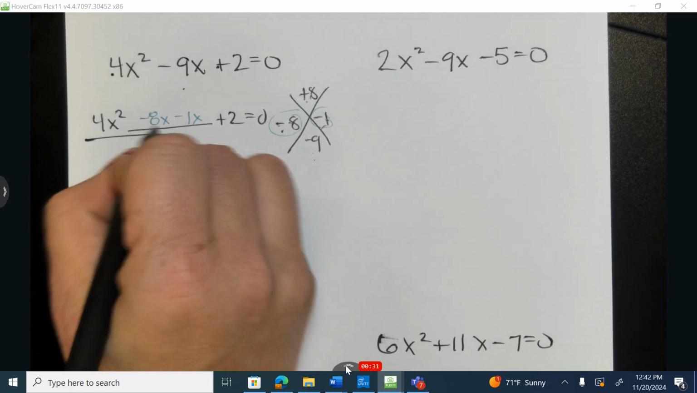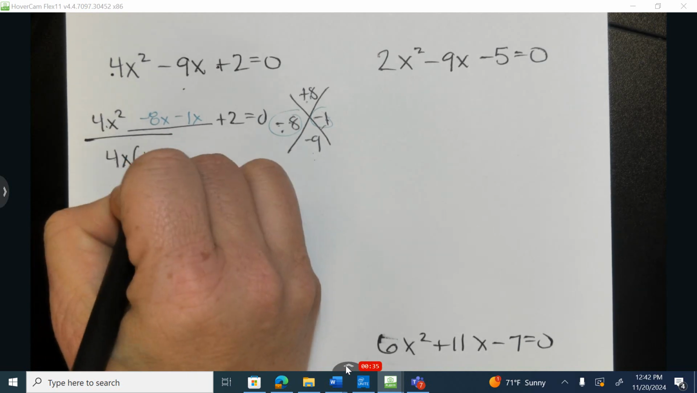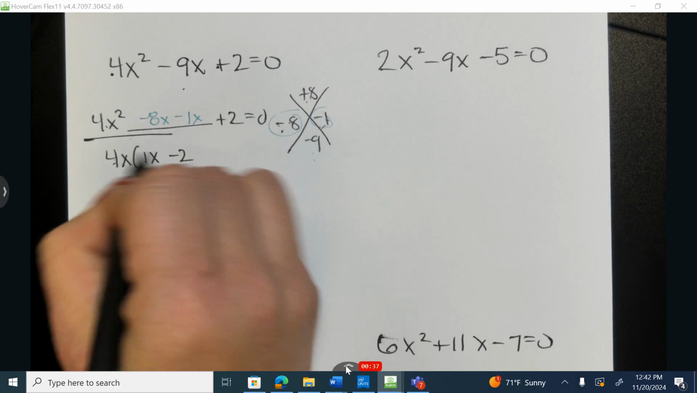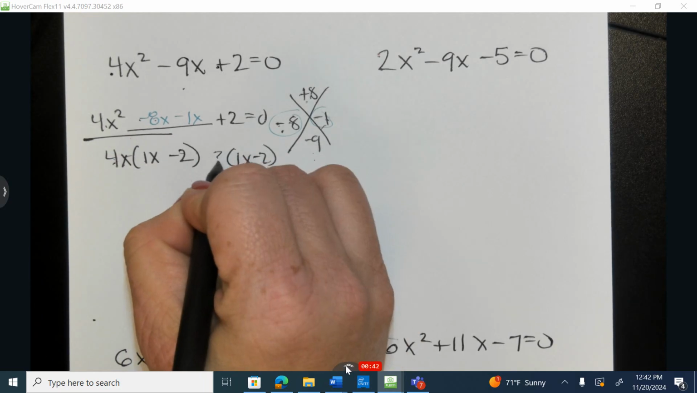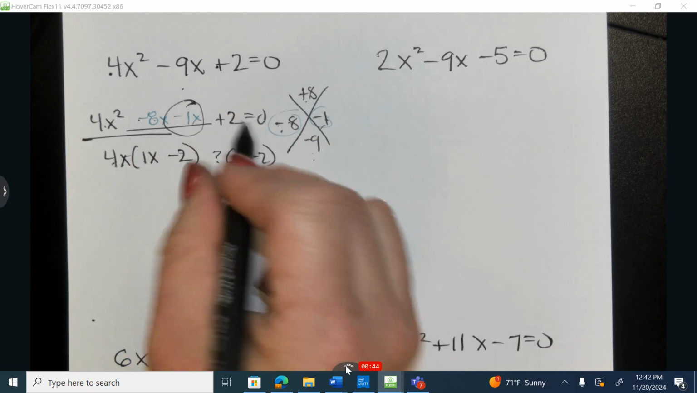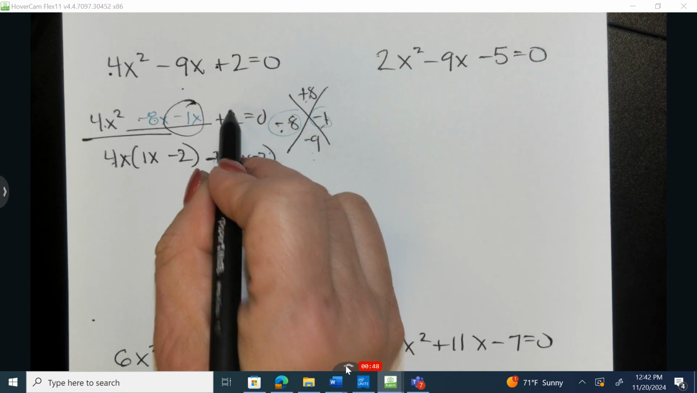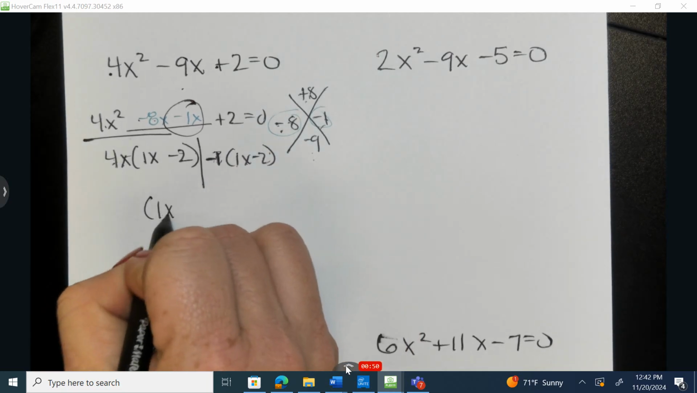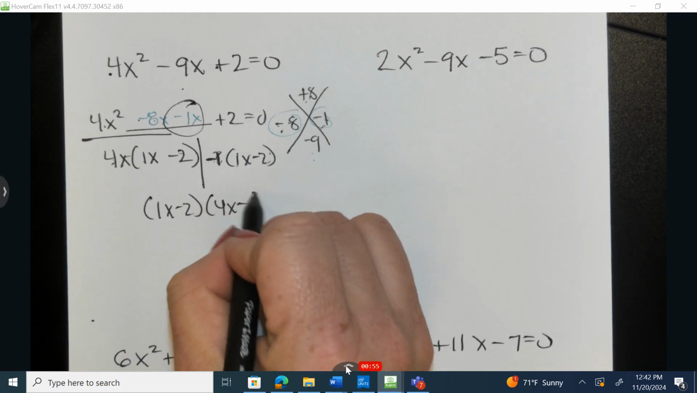Okay, I can divide out of 4x, and 4 times 1 is 4. I need one more x. 4 times negative 2 is negative 8, and I have an x. What value times 1x is a negative 1x? We have negative 1. And we can see negative 1 times negative 2 is positive 2. They both contain a 1x minus 2. In front of the first part is a 4x, and in front of the back is a minus 1.